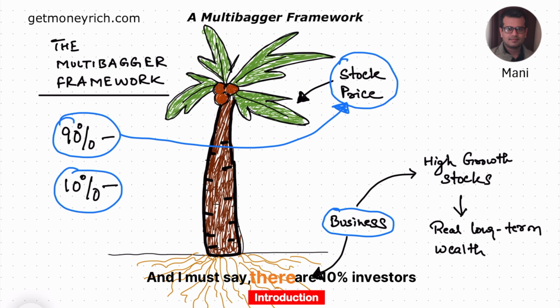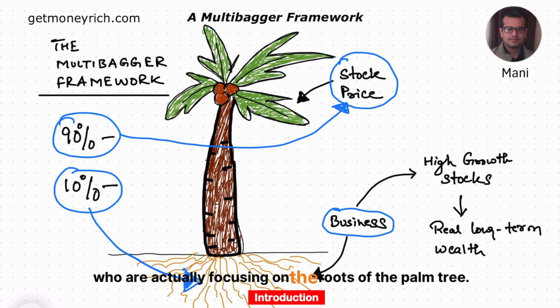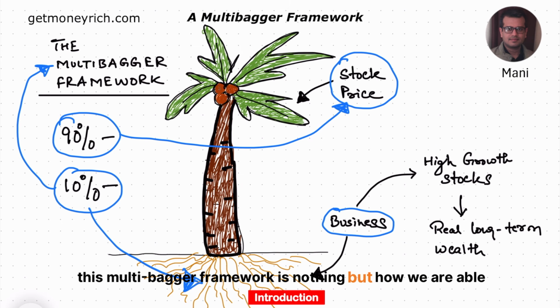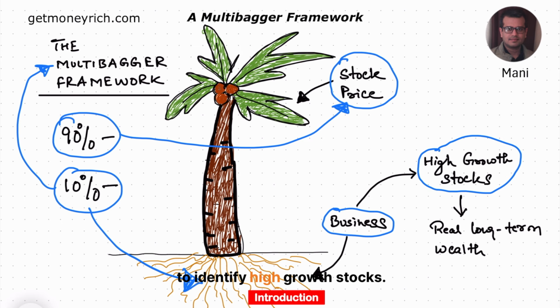And I must say, there are 10% investors who are actually focusing on the roots of the palm tree. And what are the roots of the palm tree? The roots of the palm tree are actually the business. The roots of the palm tree are a representation of the actual business behind the stock price. And because only a few people are focusing on the real thing in stock analysis, only these people are able to decode the multi-bagger framework. And when I say multi-bagger framework, it is nothing but how we are able to identify high growth stocks. And these high growth stocks lead us to what I call the real long-term wealth.